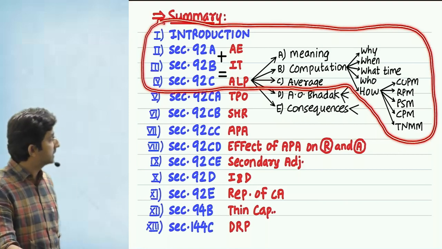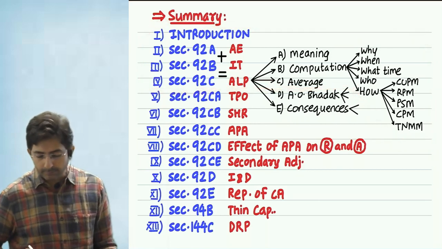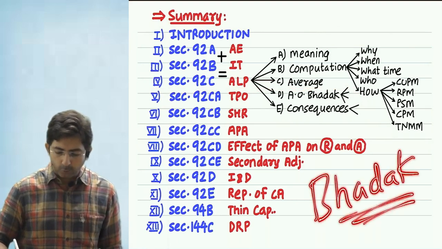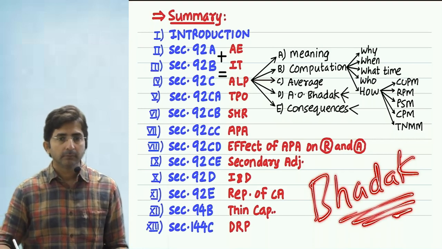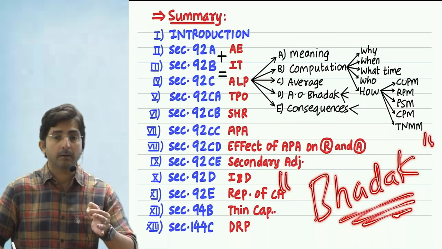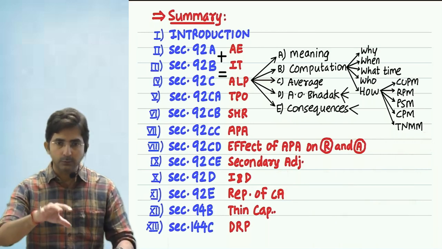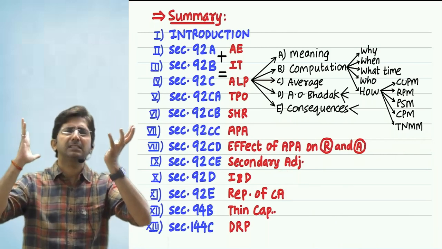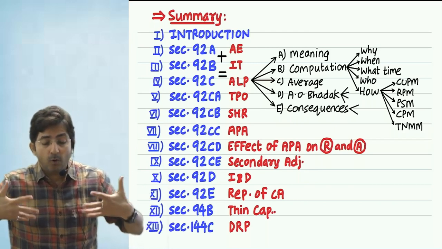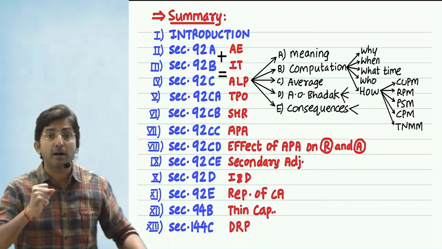Can you tell me what is the next theory? The next theory is: AO bhadak. See, here I have written one Hindi word, bhadak. Bhadak means the AO gets angry. Bhadak gaya matlab gussa ho gaya, he got angry. So the next theory is: under what circumstances shall the AO bhadak? Or I can say, under what circumstances shall the AO get angry? He will become an angry young man.